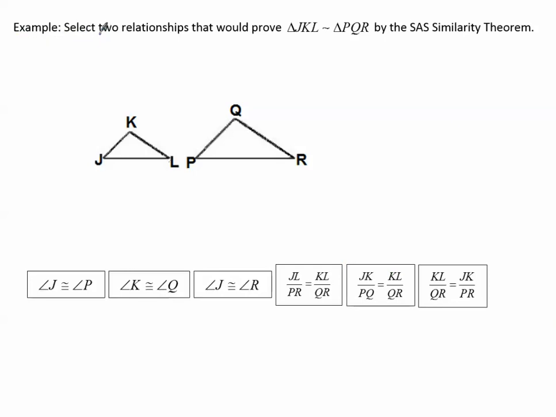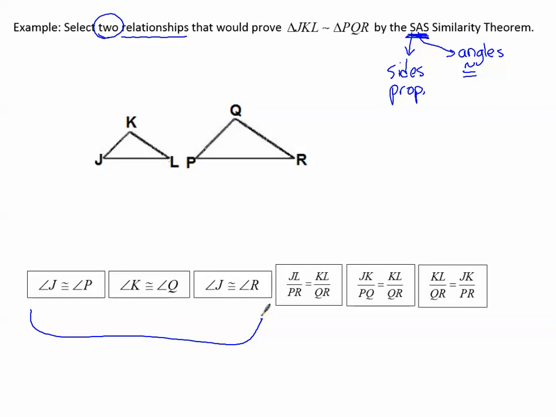Example: select two relationships that would prove triangle JKL is similar to triangle PQR by the side angle side similarity theorem. So remember, the S is for the sides. We want the sides to be proportional. The A is for the angles. What do we want the angles to be? Congruent. So we need to pick one relationship from the angles and one relationship from the sides.